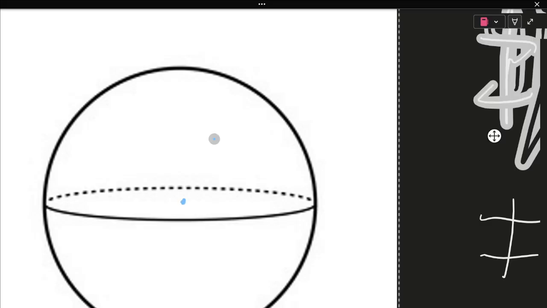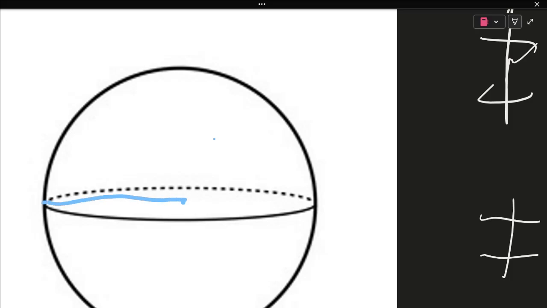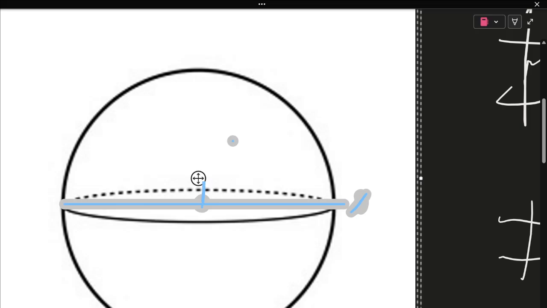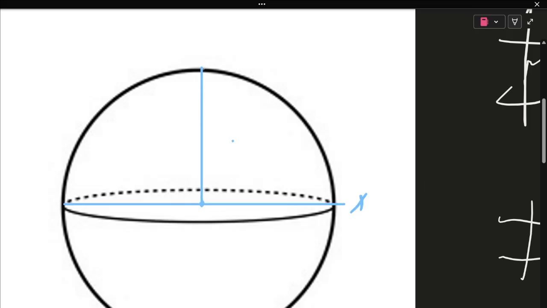So we have our center point, and we're going to make the axis of rotation go right through here, just for simplicity's sake. We're going to label this axis the x-axis, and we can label another axis, the y-axis, just to make things easier.